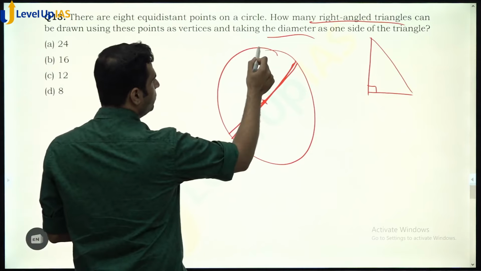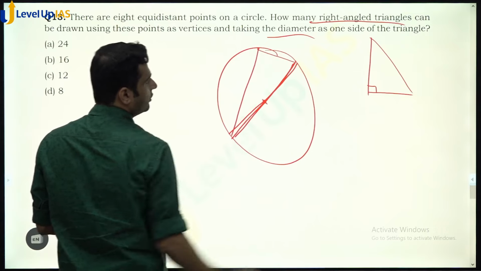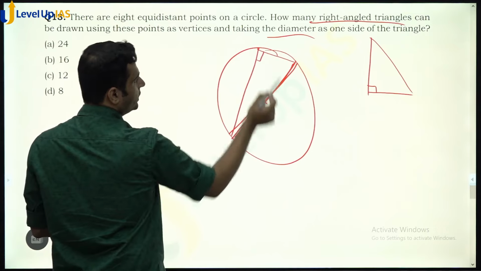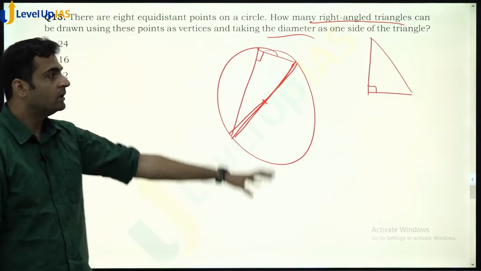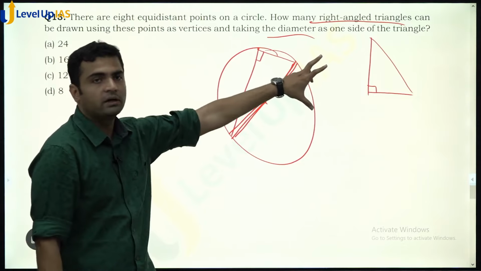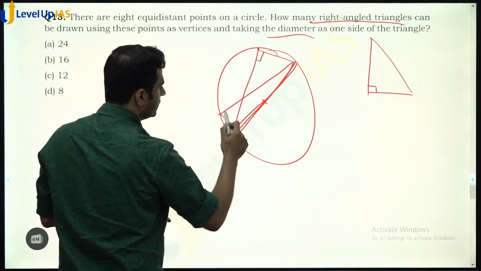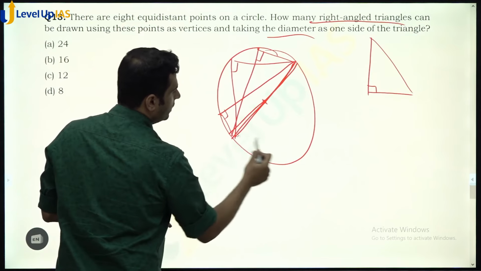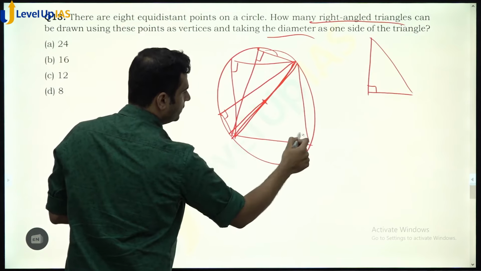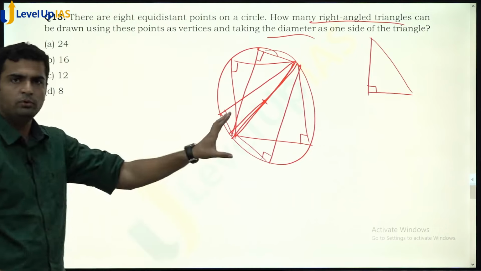And if we join any point on its circumference like this to the ends of the diameter, this angle is always 90 degree. This is a property of circle and diameter of a circle, and this is how diameter and right angle triangles are connected. So you join any point, this is also right angle, this is also right angle, this is also right angle, okay, like this. I hope you are clear.